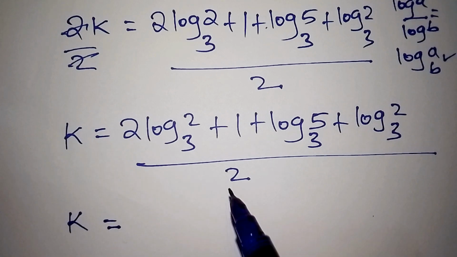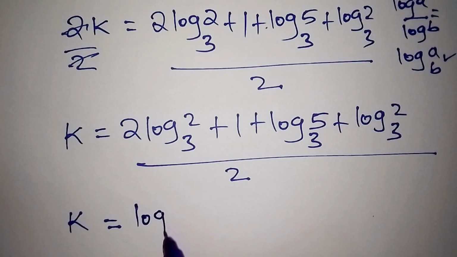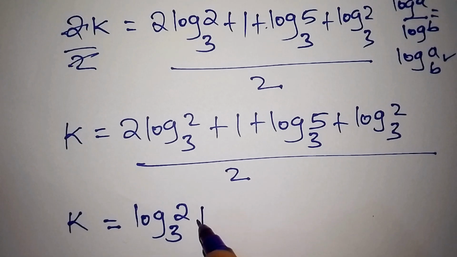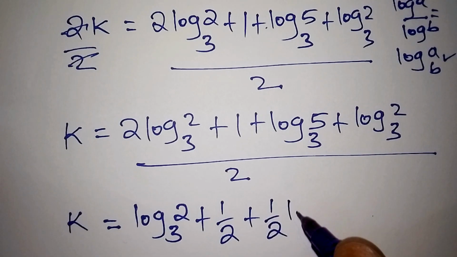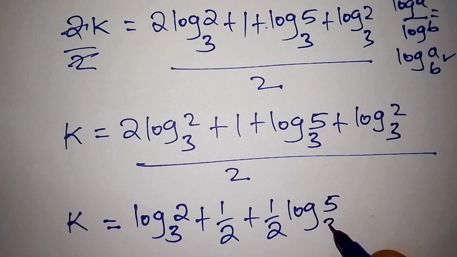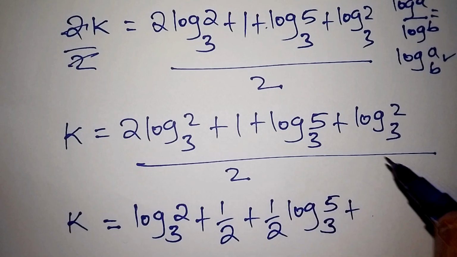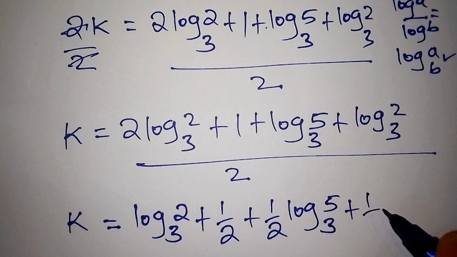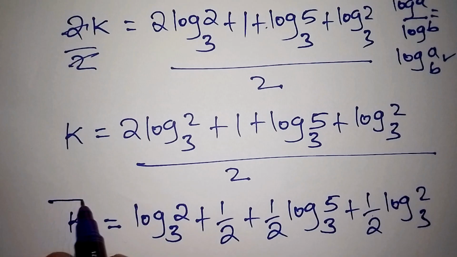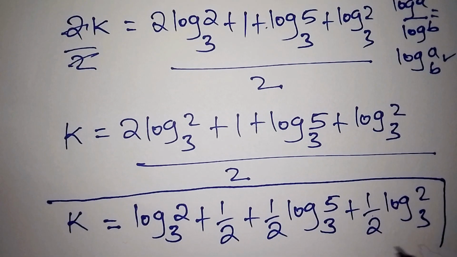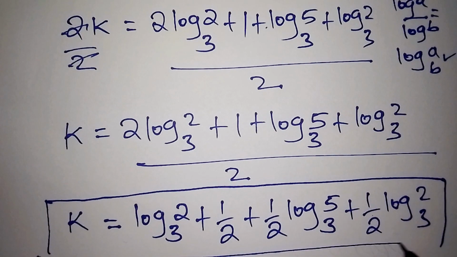When you divide all this by 2, we settle and say that our correct value for k is equal to, so the 2 here cancels this 2, and we remain with the log of 2 to the base of 3, plus 1 over 2, plus 1 over 2 the log of 5 to the base of 3, and finally plus 1 over 2 the log of 2 to the base of 3. When we write this answer in its simplest form, this is the correct value for k.